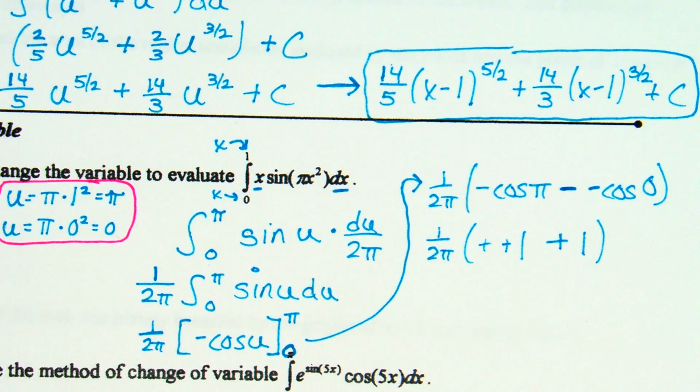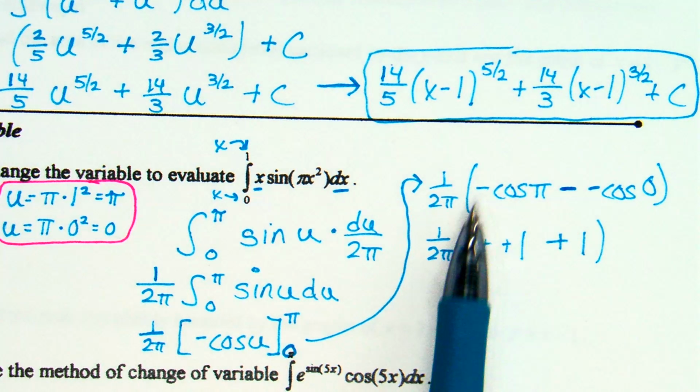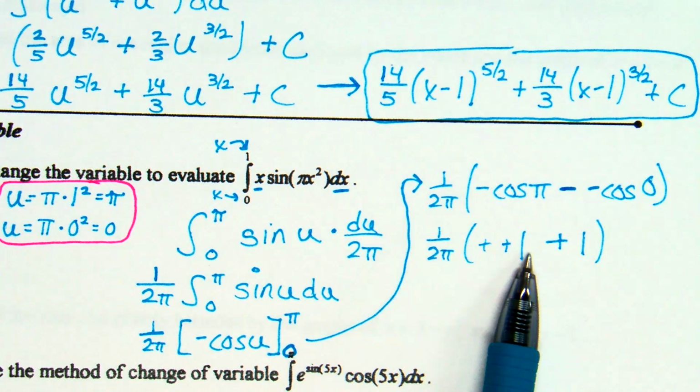Okay, so cosine of pi, remember an ordered pair is what? Cosine, sine. So cosine of pi is negative 1. Cosine of 0 is 1. Why is there a plus 1? On this one, yeah, it was originally the negative of negative 1. Oh, okay. I was trying to figure out where we got it.